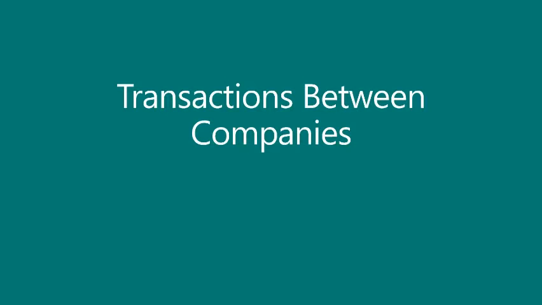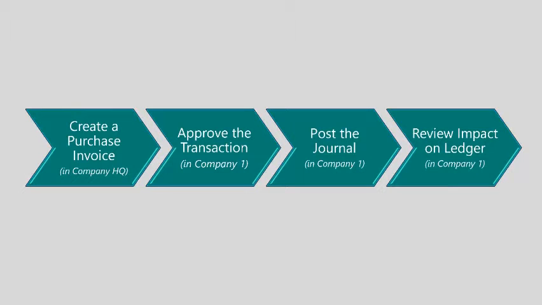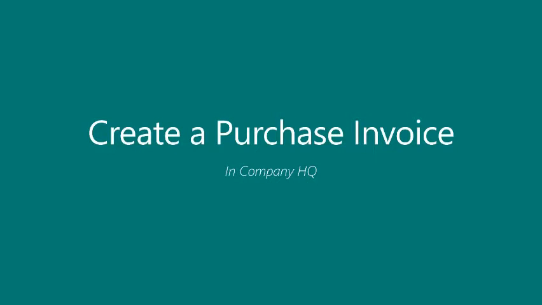Let's take a look at how we would perform that task. In this scenario, we're going to create a purchase invoice in the headquarter, the main parent company. I'm going to approve that transaction in the subsidiary company. We'll post that journal in the subsidiary and then review the impact on the ledger.